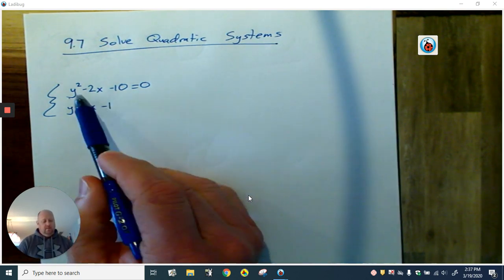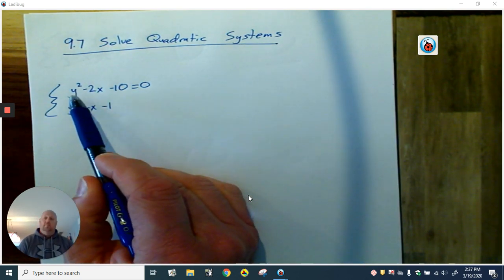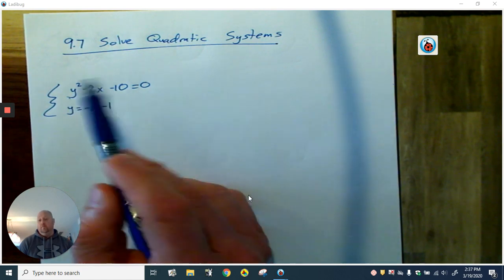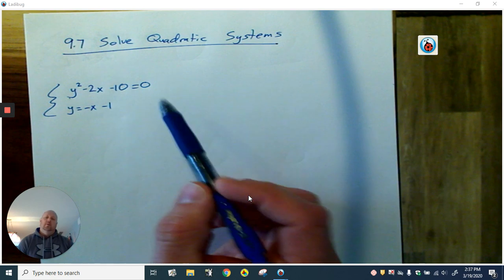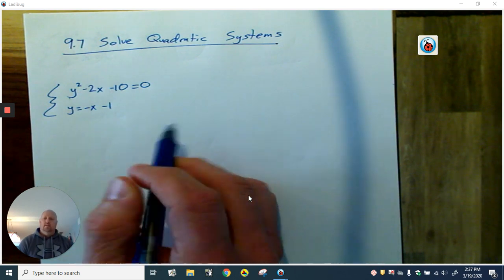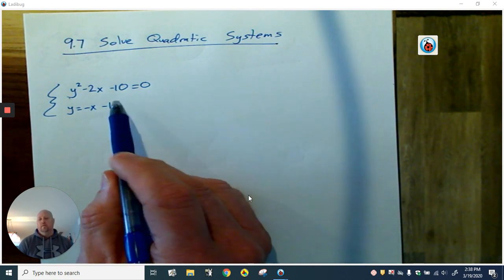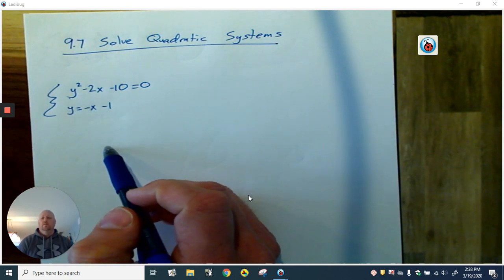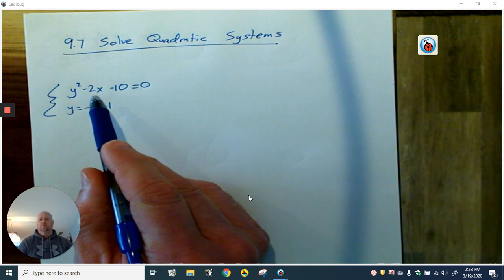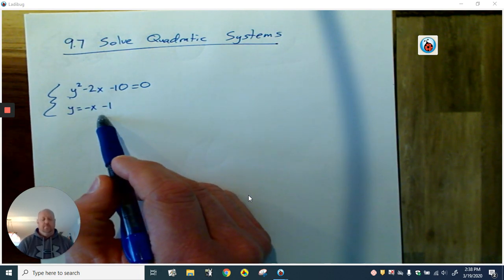We know we are dealing with a parabola, and actually we know that parabola is going right or left just by looking at it, because the y is squared. We could do some graphing as far as finding the focus point and all that, but we're not necessarily interested in that right now. We're just trying to find out where these two shapes intersect. So we have a parabola and we have a line.